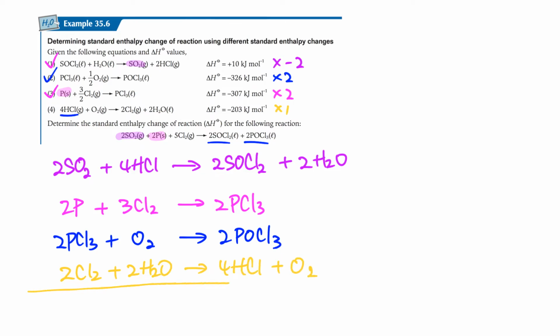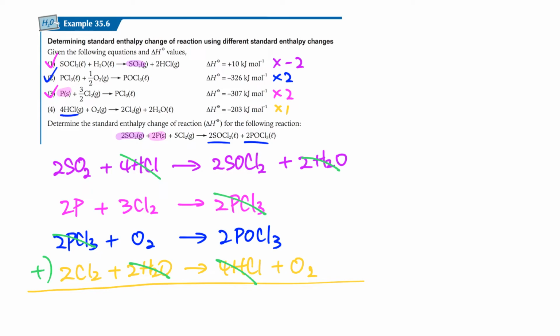Now we try to add all the things together and see what we have. So add all the things together. We have 4HCl cancel out, the H2O cancel out, and then PCl3 cancel out.